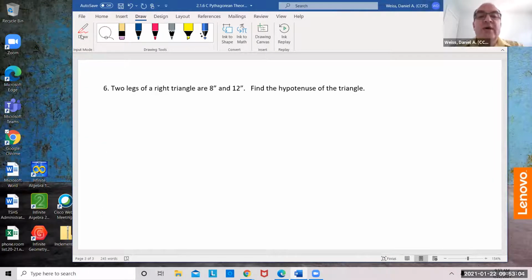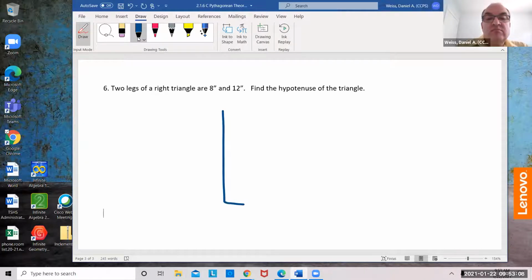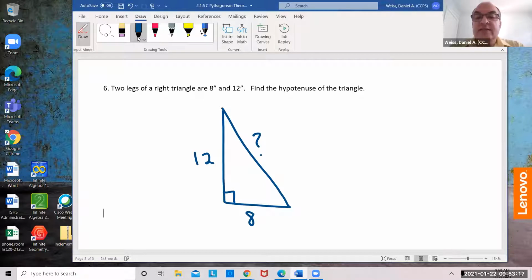Two legs of a right triangle are 8 and 12. Find the hypotenuse. This is 8, this is 12. We're looking for this. So we're going to do plus this time. 8, hit the x squared key, plus 12, hit the x squared key, hit equals. Then hit the square root key.